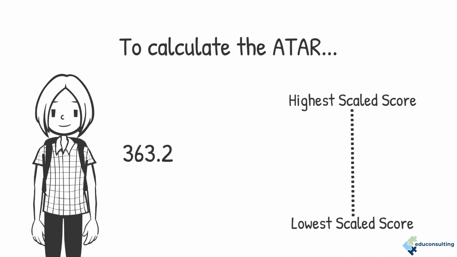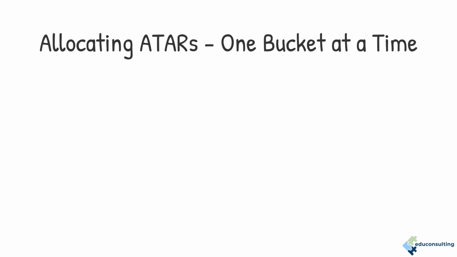All that happens now is that everybody in New South Wales is ranked according to their scaled score. From the highest scaled score in New South Wales down to the lowest, everybody is ranked, and Mary fits into that rank somewhere. So now everybody has received a scaled score, and those scaled scores are ranked. We're ready to actually give out ATAR scores.